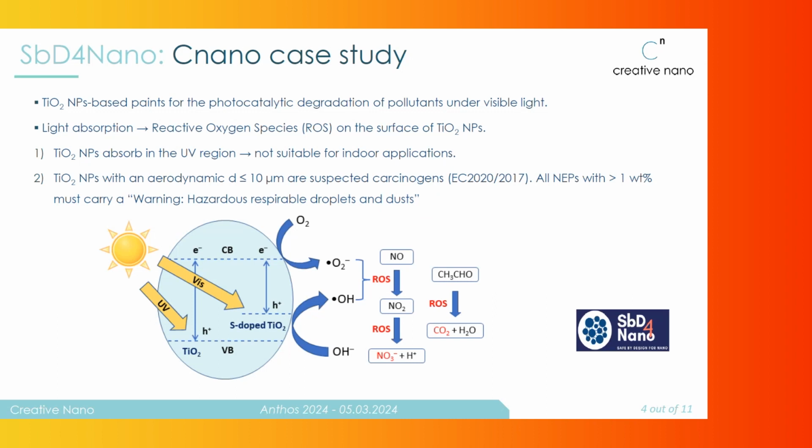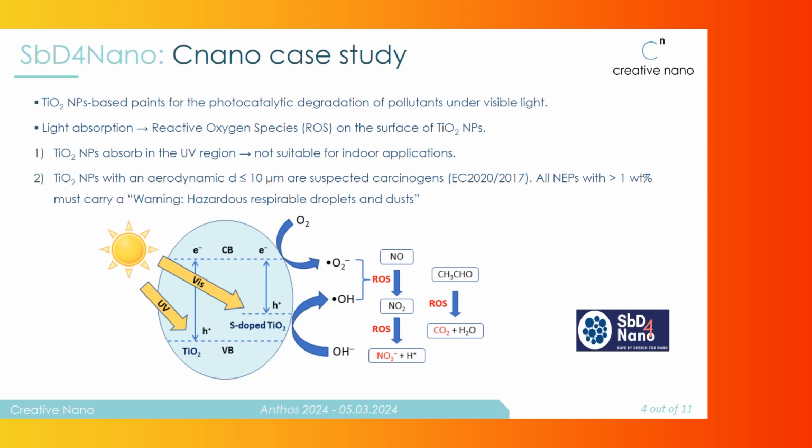Practically, this is a fancy way of saying a photocatalytic paint. So the idea is quite old. The technology is not new. Paints where TiO2 nanoparticles have been incorporated are photocatalytically active for the degradation of common air pollutants, such as, for example, nitrogen oxides or acetaldehyde, one common VOC, volatile organic compound. I'm not going to go through the chemistry here.